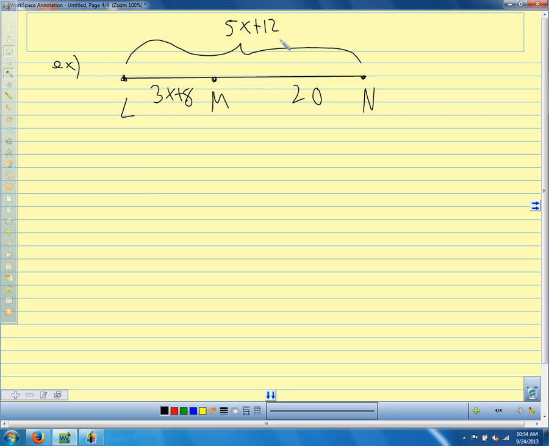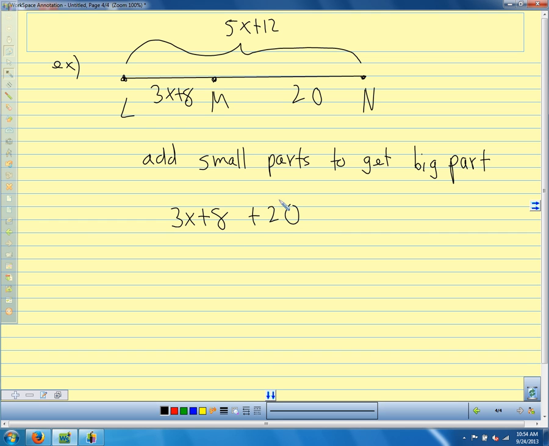No. We still add small parts to get the big part. And then we can find x, and then we can find our segment lengths. So what are the two small parts this time? 3x plus 8 plus 20 equals the big part, equals 5x plus 12. And then we do the same thing.